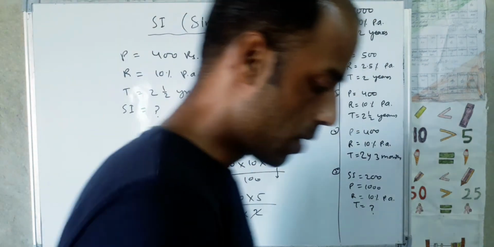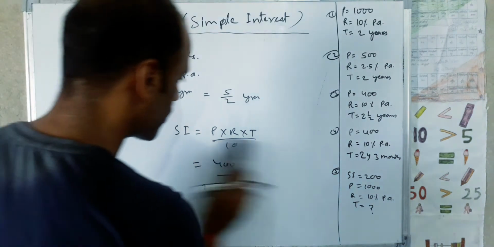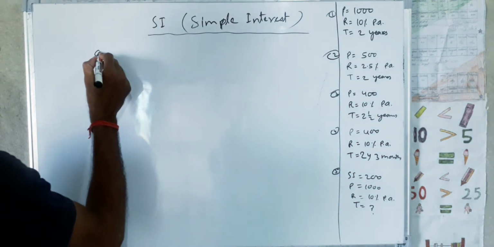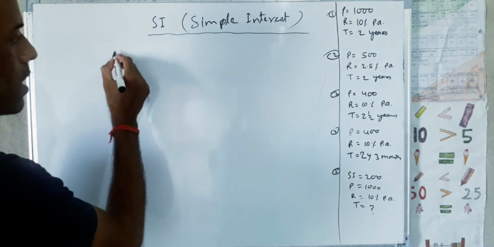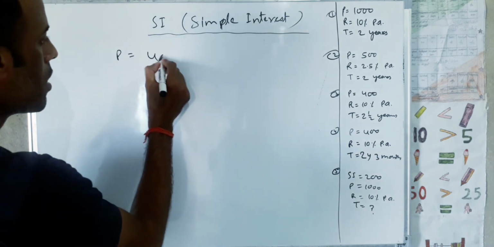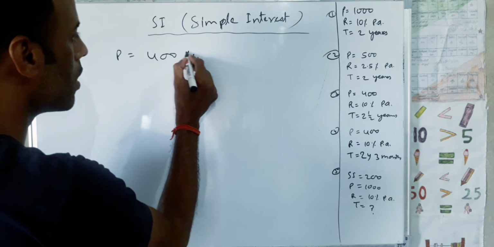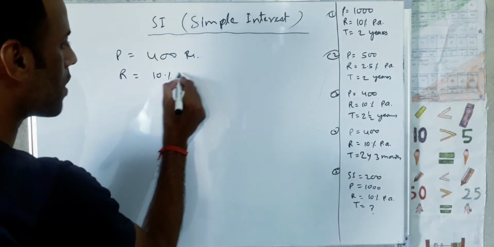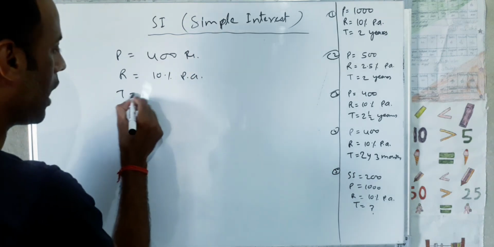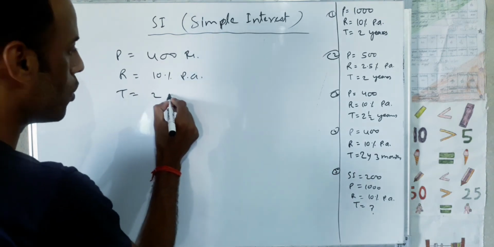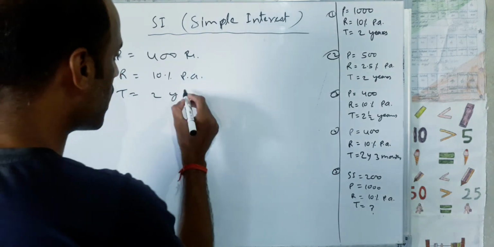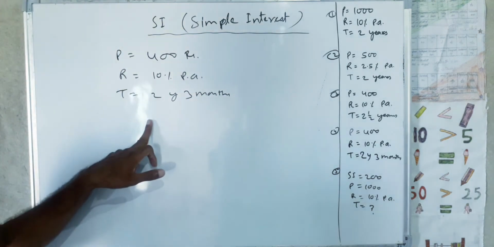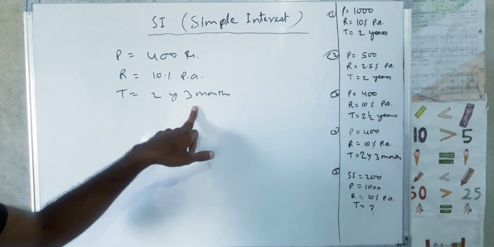Okay. Now next is question number 4. Principal is 400 rupees and R is 10% per annum. Time is given here, 2 years 3 months.